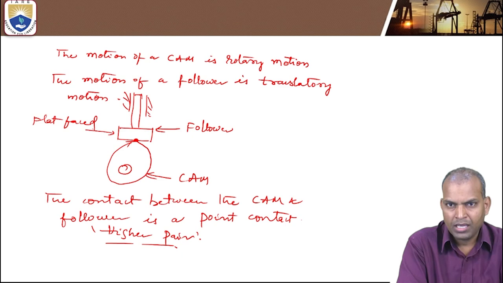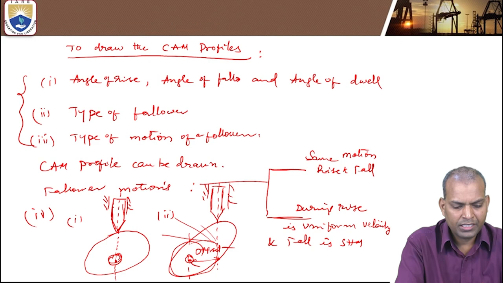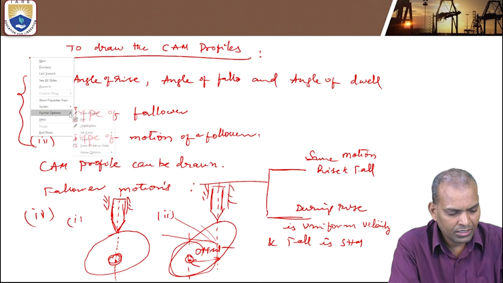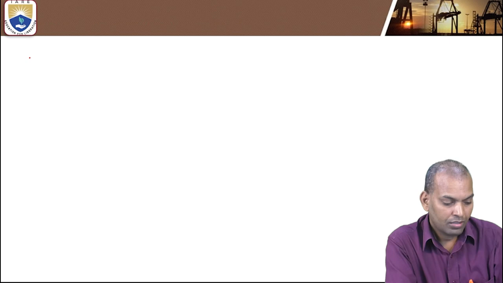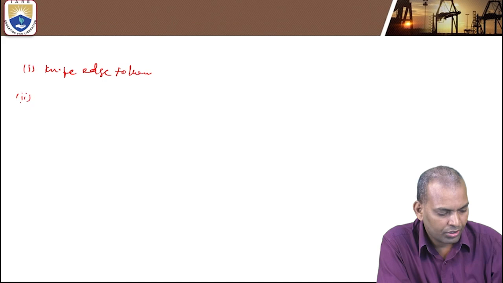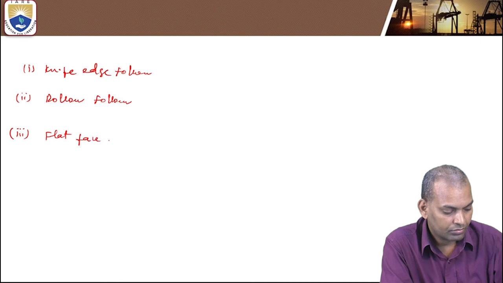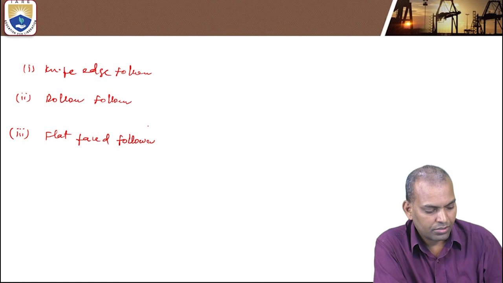At various types of followers and different combinations. There are so many combinations we can go for in order to study or draw the cam profiles. Types of followers are, again, one is the knife edge follower. Another one is the roller follower. Another one is the flat faced follower.